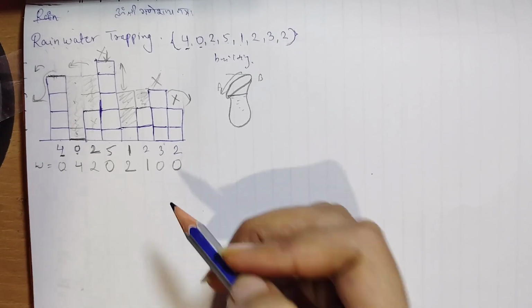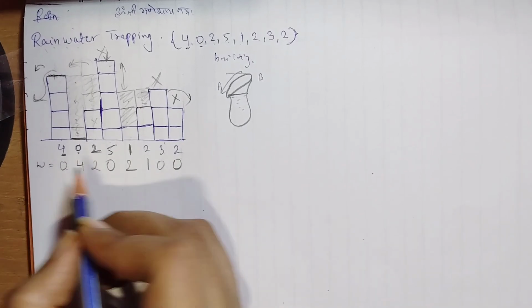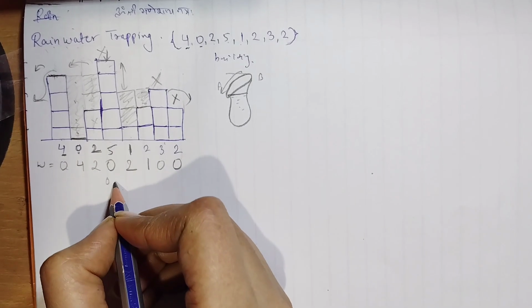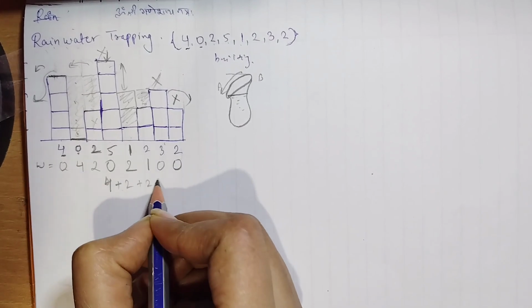So now we will add all these values of water which we have calculated. So 4 plus 2 plus 2 plus 1.